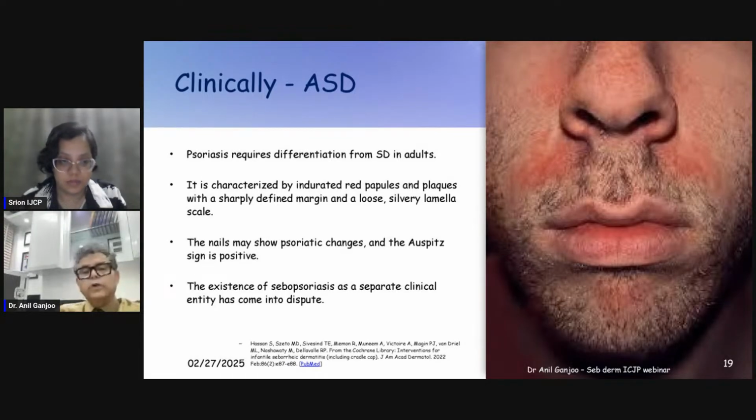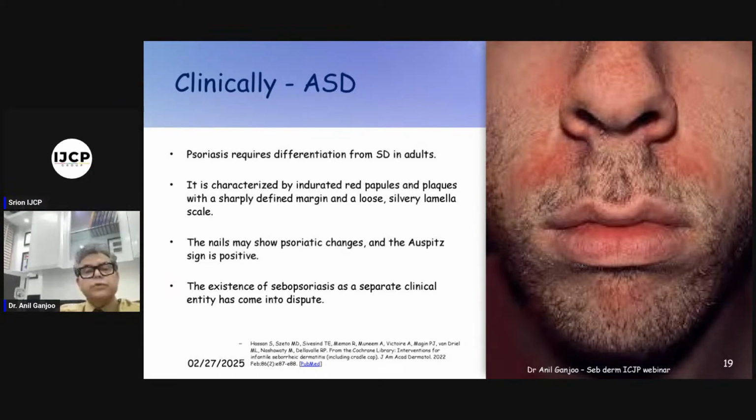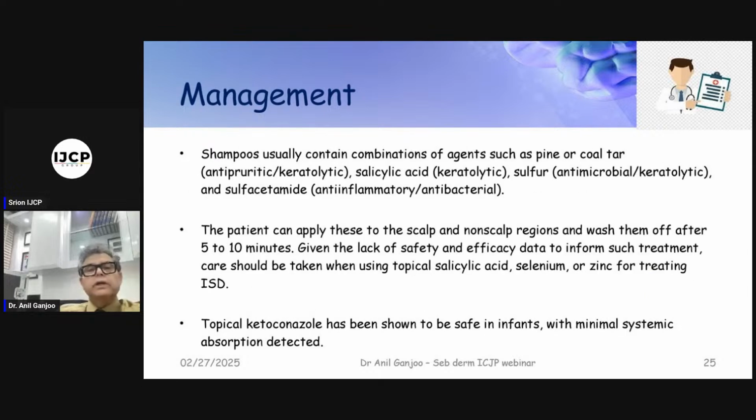Okay, friends, sorry about this glitch. I told you about the shampoos. It has jumped again. It is jumping on its own. Okay. So I told you about the shampoos.